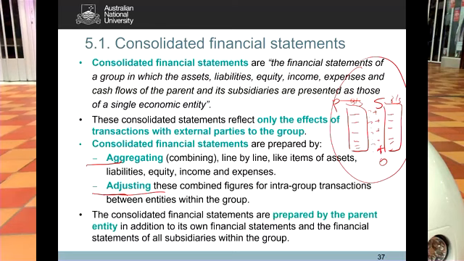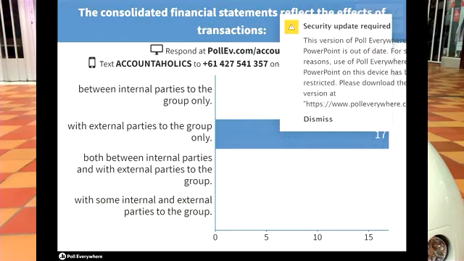The consolidated financial statements are prepared by the parent, in addition to its own financial statements. So if you look at a parent's financial statements, you will see two things. You will see the parent itself as an entity, then you will see another one called consolidated financial statements. Okay, it should be prepared by the parents. Okay, let's see this quiz.